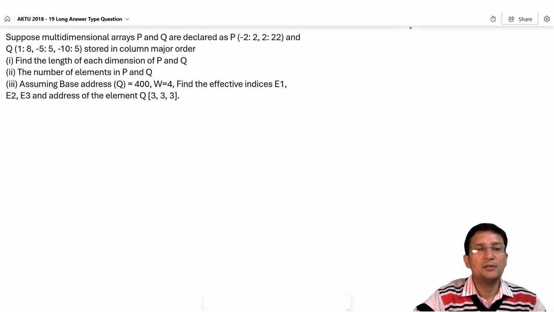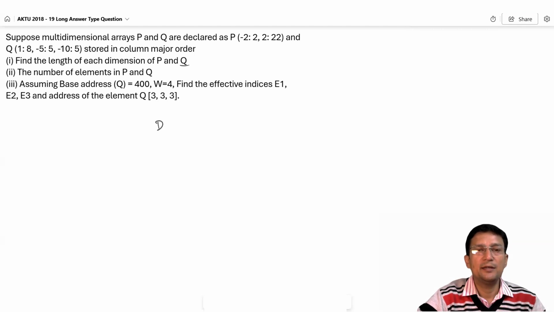Find the length of each dimension of P and Q, number of elements in P and Q, assuming the base address to be 400 and w equals to 4, means कितने bytes एक number लेता है memory में. Find the effective indices e1, e2, e3 and address of the element Q333. So सबसे पहले हम एक काम करते हैं कि dimensions की length find करते हैं.